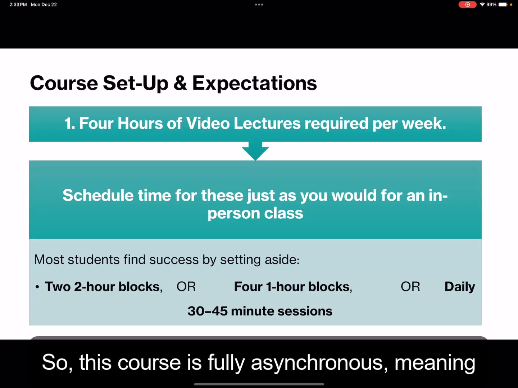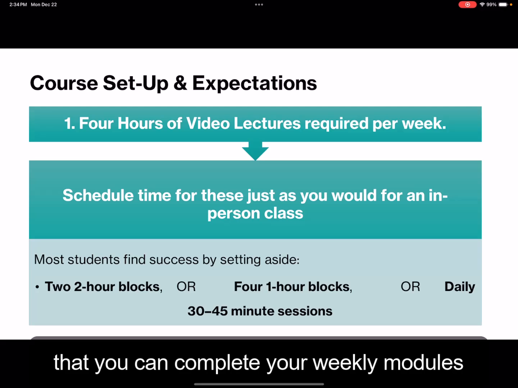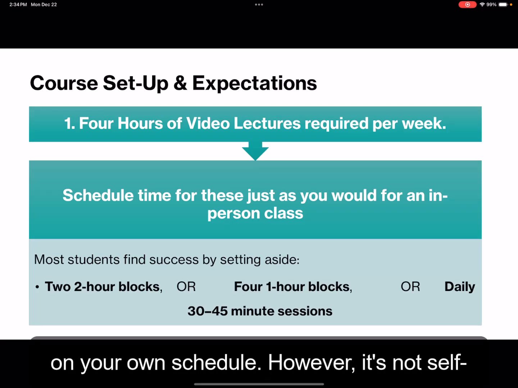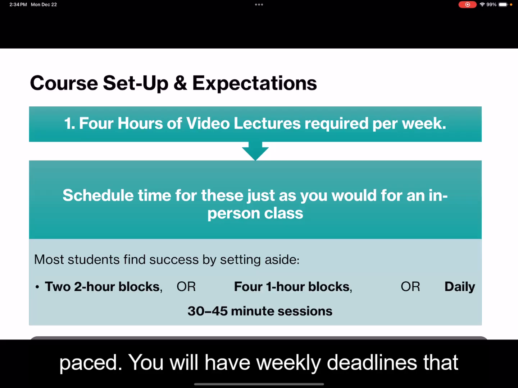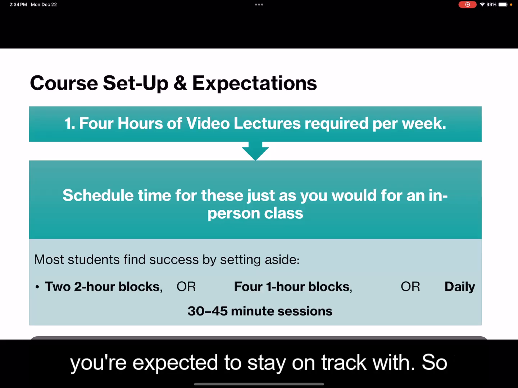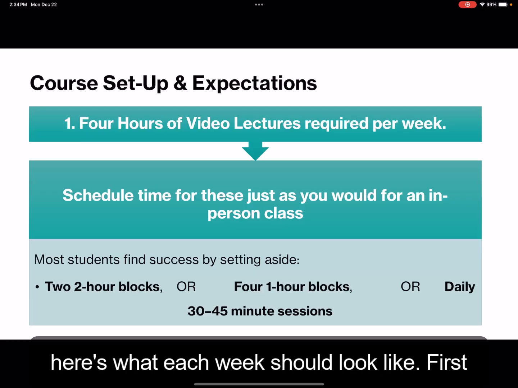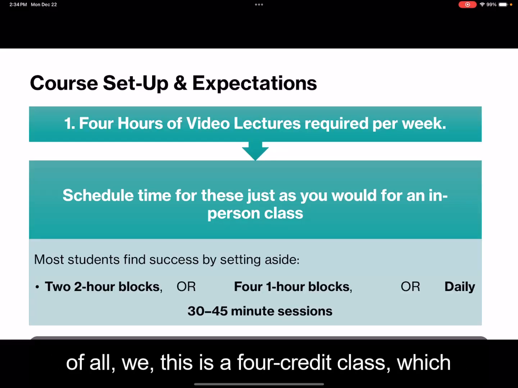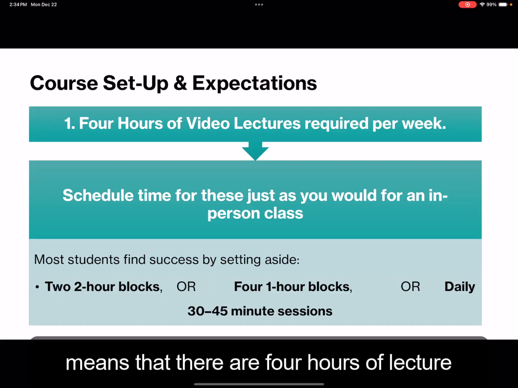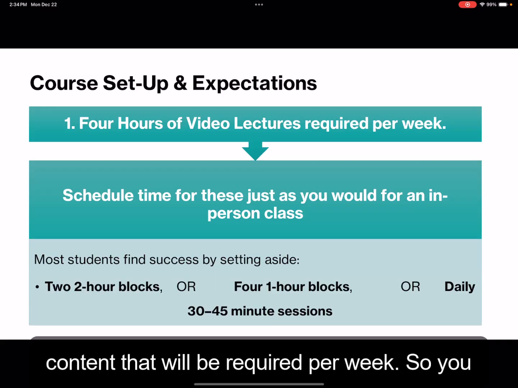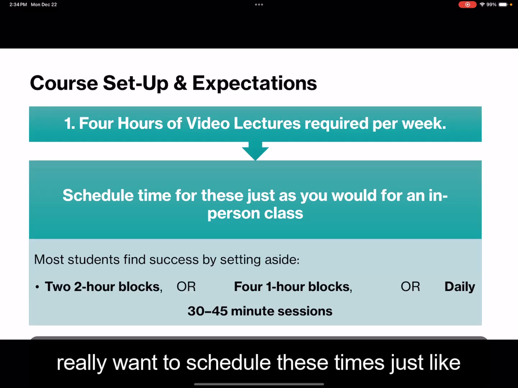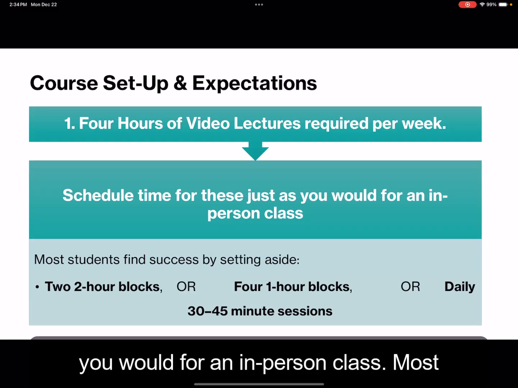So this course is fully asynchronous, meaning that you can complete your weekly modules on your own schedule. However, it's not self-paced. You will have weekly deadlines that you're expected to stay on track with. So here's what each week should look like. First of all, this is a 4-credit class, which means that there are 4 hours of lecture content that will be required per week. So you really want to schedule these times just like you would for an in-person class.